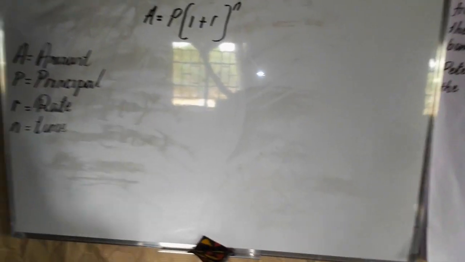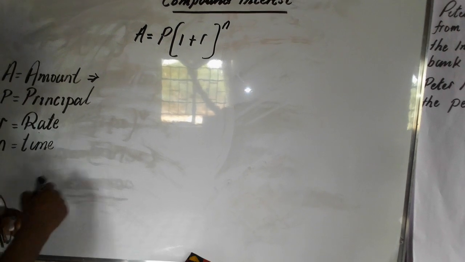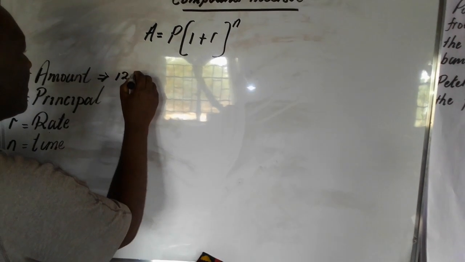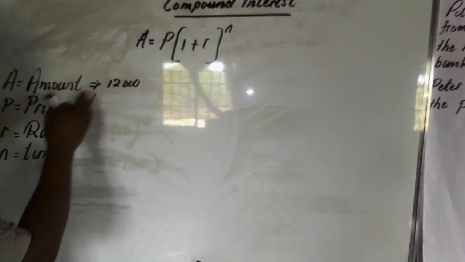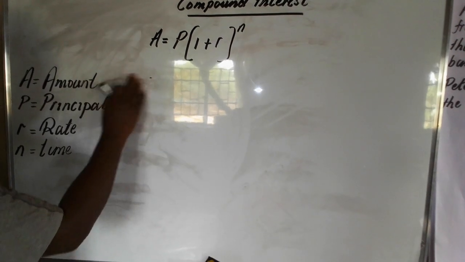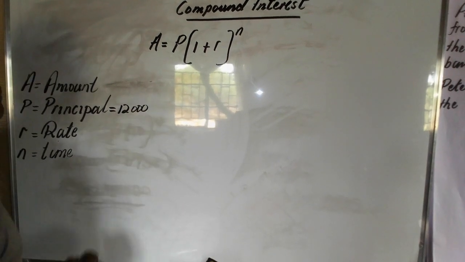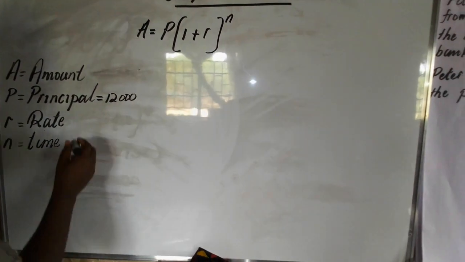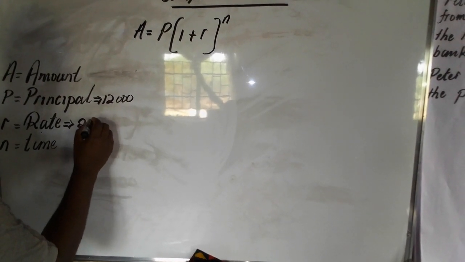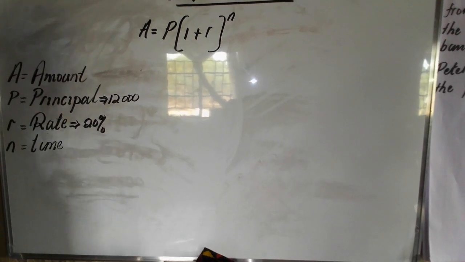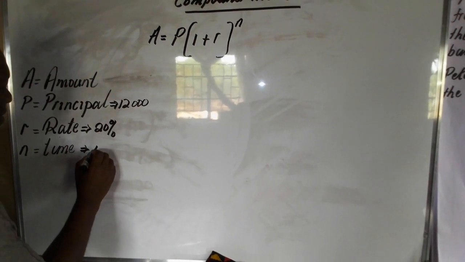So in this case, looking at the question that we have been given, the principal is 12,000 kwacha. The principal amount is 12,000. The rate is 20%, and the time is 4 years.